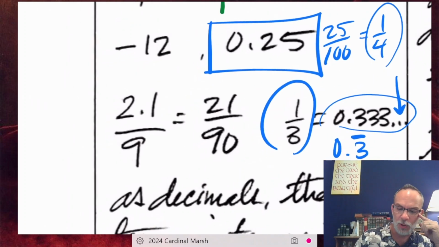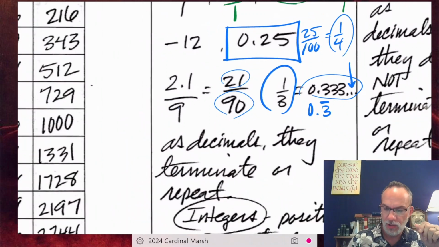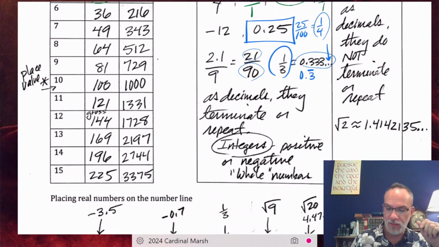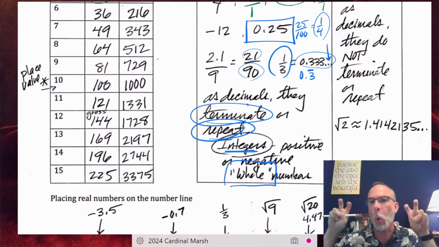You can do a decimal over a whole number if you just multiply top and bottom by 10. 2.1 over 9, you multiply top and bottom by 10, you get 21 90ths. That's a rational number. Okay. So rational numbers, as decimals, they terminate or they repeat. And again, an integer would be what you and I would call positive and negative whole numbers. Do you see whole there in quotation marks? Whole numbers.